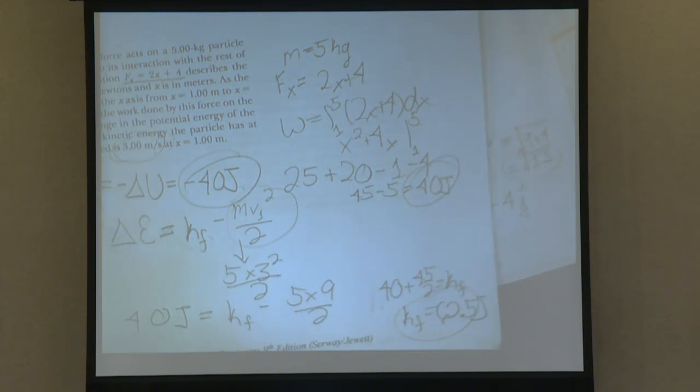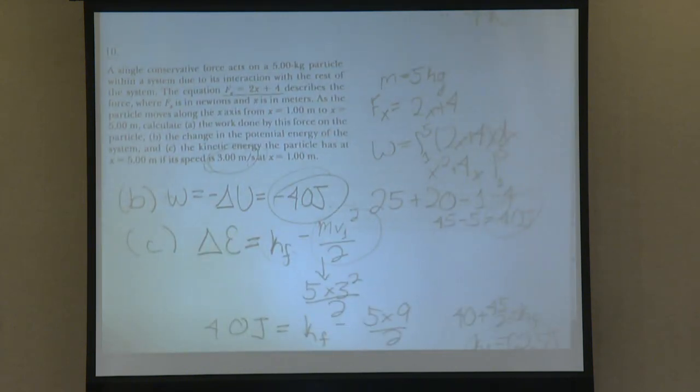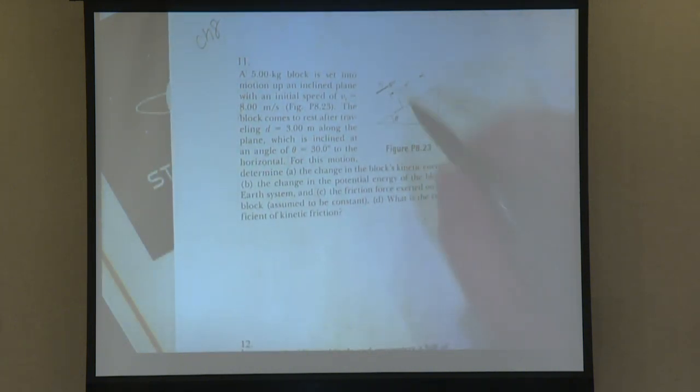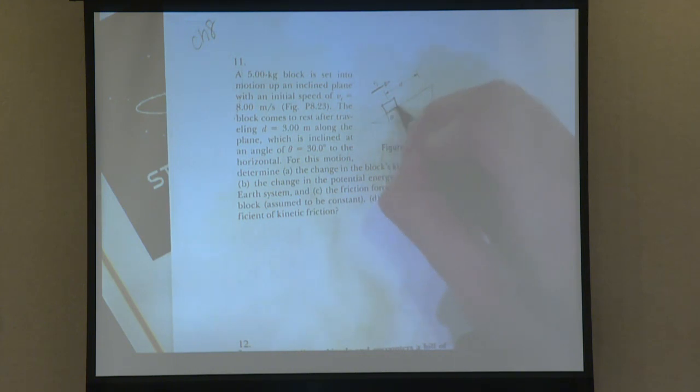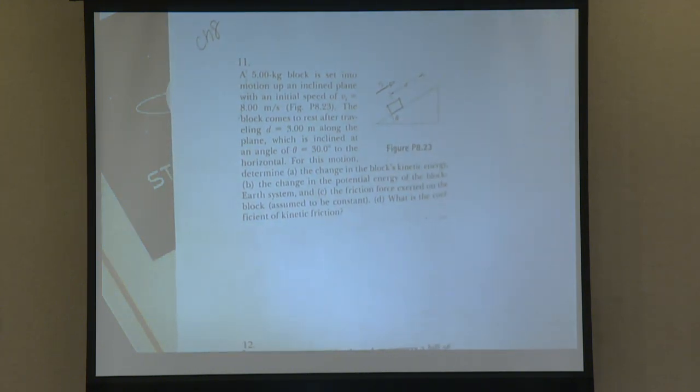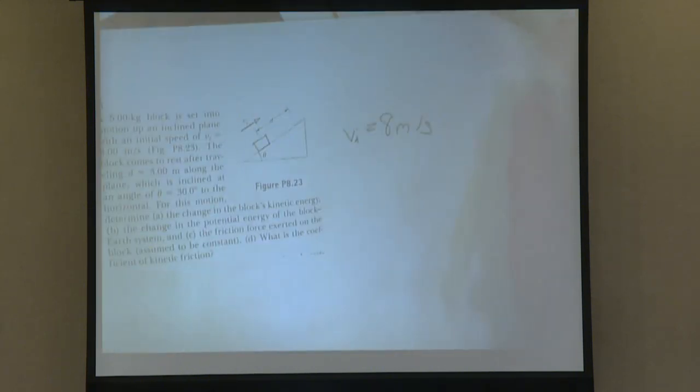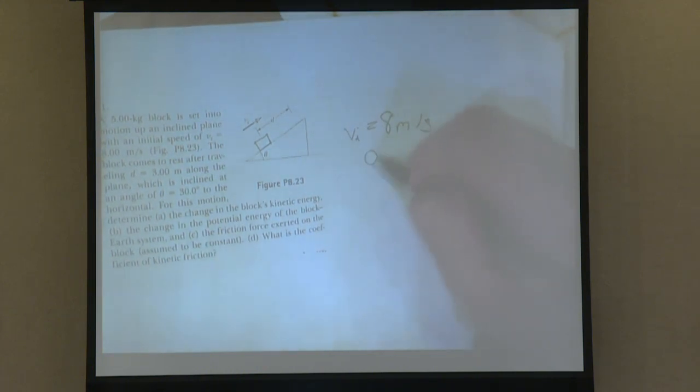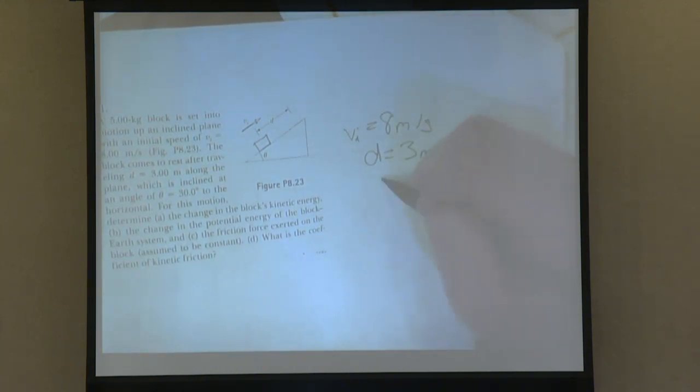Okay. Moving on. So we're in about chapter 8 now, and looking at number 5. If this is a block, if you can see that, it's going up an inclined plane. Vi is equal to 8 meters per second, and it travels a distance of 3 meters at an angle of 30 degrees.